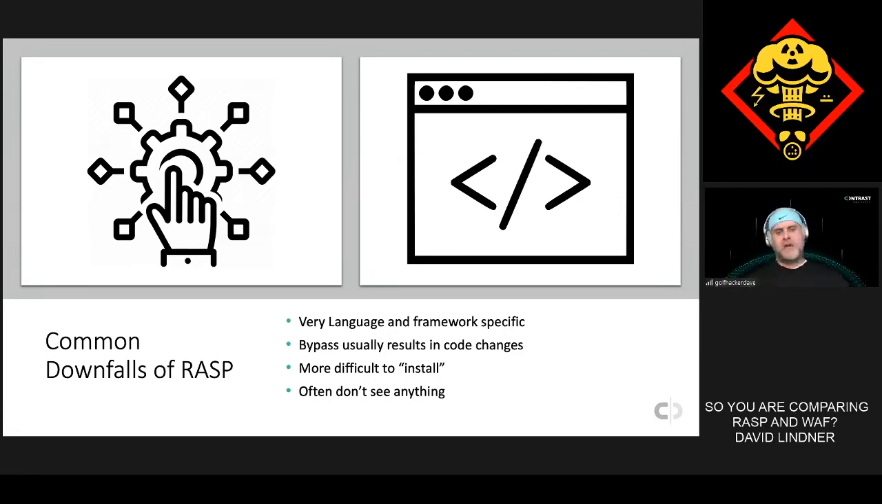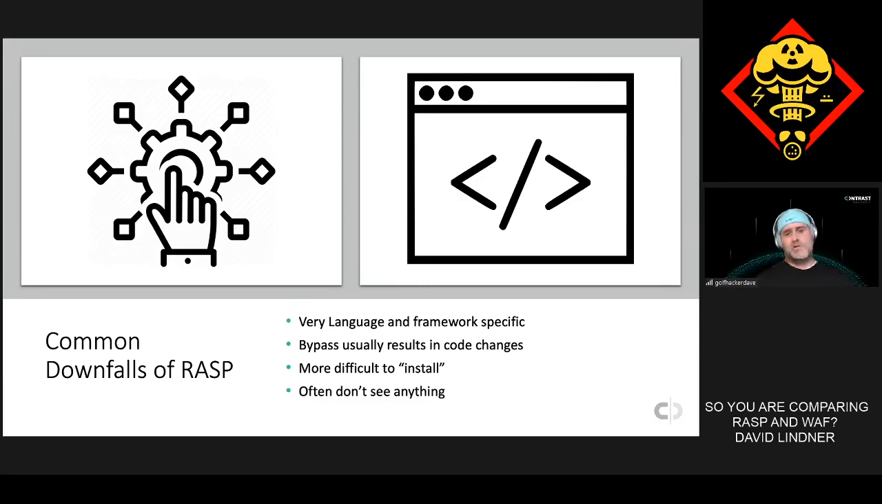Any sort of bypass, which again, RASP isn't going to be perfect. There's going to be bypasses and there's going to be false positives, but hopefully they come in much, much lower rates than your WAF. When they do, a lot of times it would result in code changes. Because remember, it's an agent of some sort that is instrumenting your application, and that agent would need to be possibly updated depending on where the fix needed to occur.